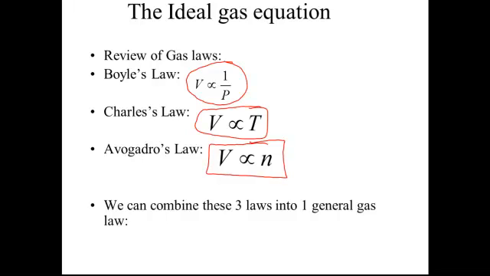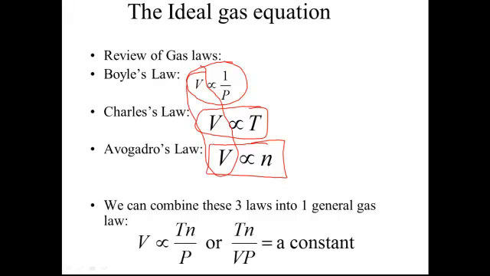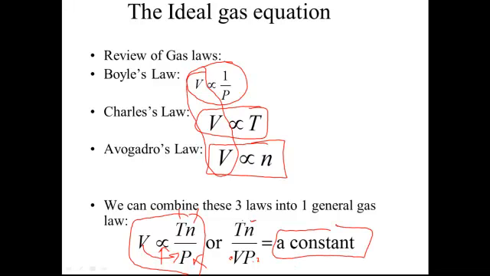Now, if we combine all three of them together, obviously the commonality that they have is they all have volume in them. And so what we get is this right here, where the volume is proportional to the temperature times the moles divided by the pressure. Or what we can say is, if we move this volume down to the bottom, the temperature times the number of moles over the volume times the pressure is equal to a constant.